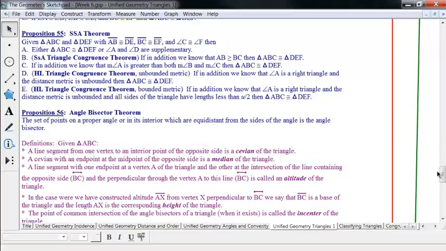Okay? But it's not necessarily enough that the measure of angle A is a right angle or an obtuse angle. That is enough in the unbounded metric. So that would be, for example, the hypotenuse-leg theorem in the right triangle case, or the same thing if it's an obtuse angle. That boils down to the same thing, because if we know one is a right angle or an obtuse angle, it's definitely bigger than the other two in Euclidean and hyperbolic geometry, but that's not necessarily true in spherical geometry. Okay.